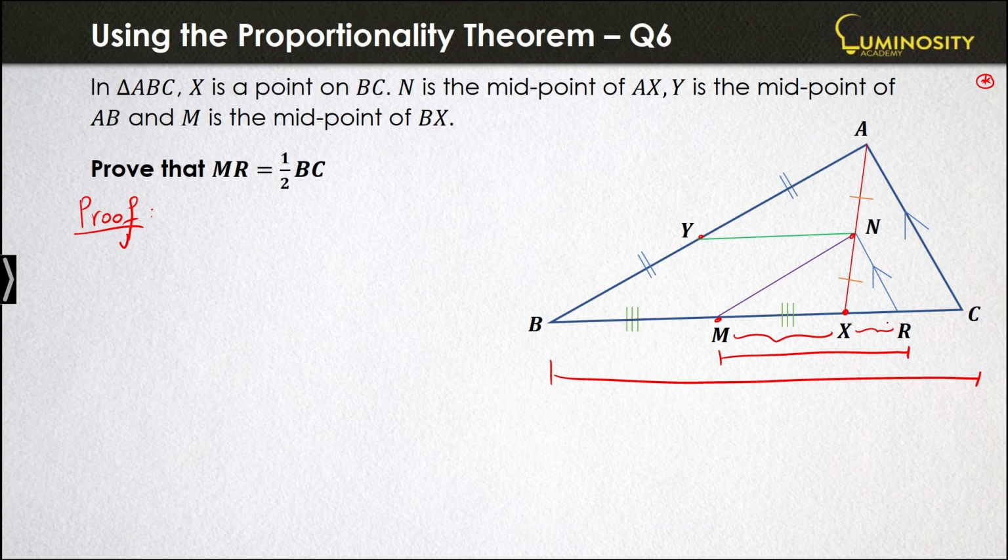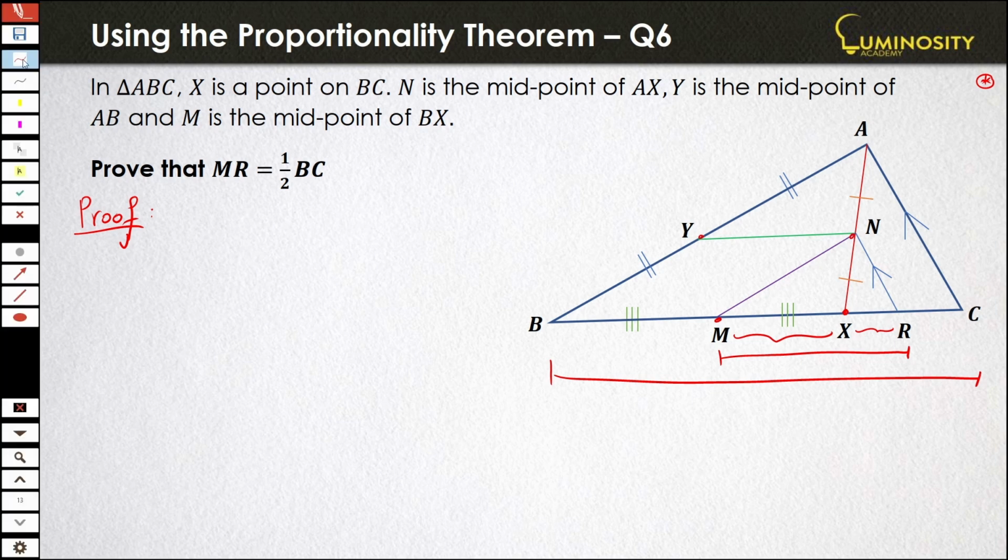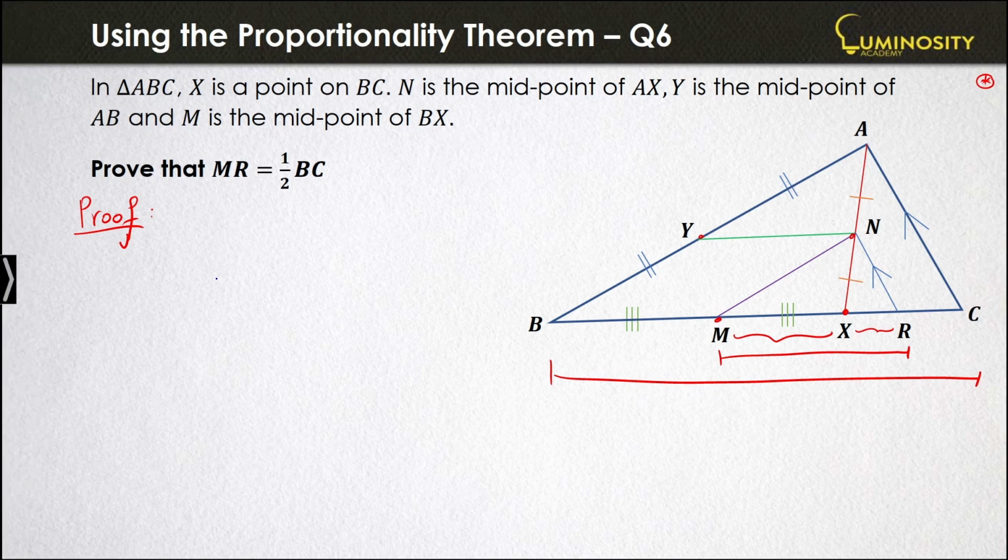Just to make my life a bit easier, I'm going to assign some variables here so I can see the picture a bit better. I'm going to let the length MX equal t. Therefore BM equals t as well. That was given information to us. And then I'm going to let the distance of XR, let's call that q, for example.